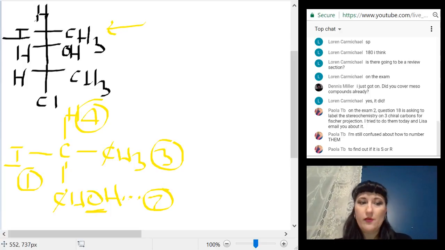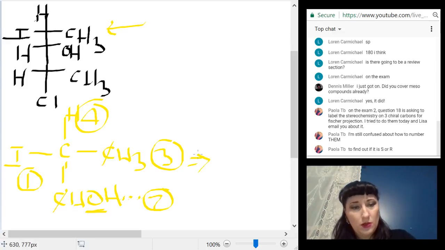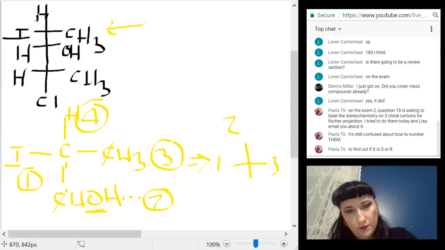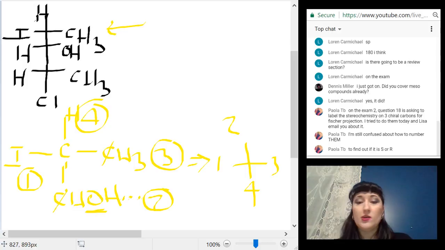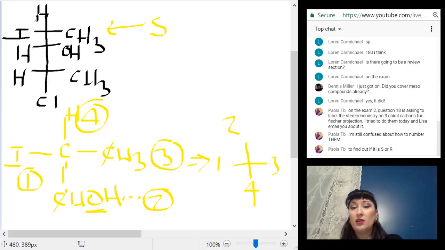Well, okay, what do I have to do to this to make it fit that 1-2-3-4 standard that we've been using? The only ones that are out of order are 2 and 4, and if I flip those, then I get the R standard, which means one flip is an odd number, which means this one on top has S stereochemistry.